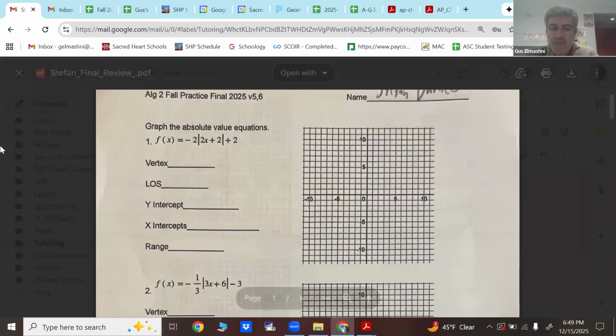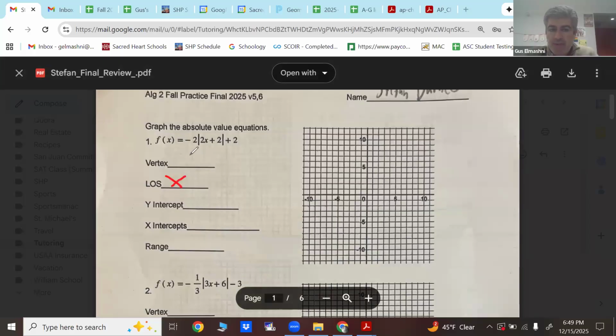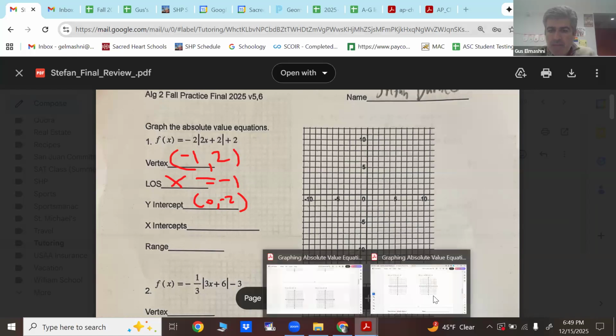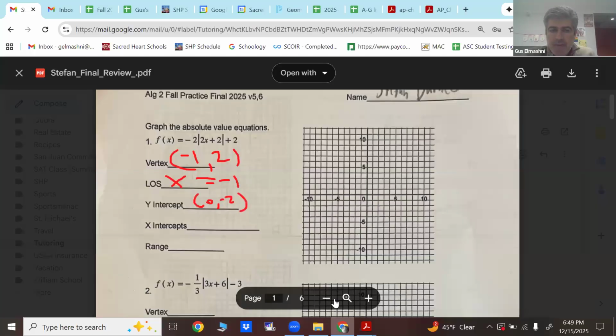So the vertex line of symmetry is always going to be x equals, like in this case, the vertex was -1, comma 2. So it's x equals -1. For the y-intercept, just plug in 0 for x, see what happens. Then you get -2. X-intercepts are kind of a pain. The range is easy. Like the one you just saw, y is less than or equal to 3. Here, y is less than or equal to 2.